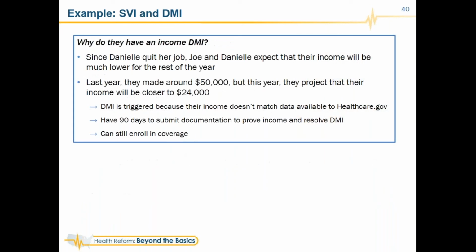Now, why do they have an income DMI? Since Danielle quit her job mid-year, the family expects that their income will be much lower this coming year than it was last year. This means that when the marketplace matches the family's projected income with data sources showing past income, the difference is great enough that a data matching issue is generated. Danielle and Joe will need to send in proof of why they projected their income will be only $24,000 this coming year, but the family can still enroll in coverage during this inconsistency period. They're going to have that 90 days to resolve the data matching issue.